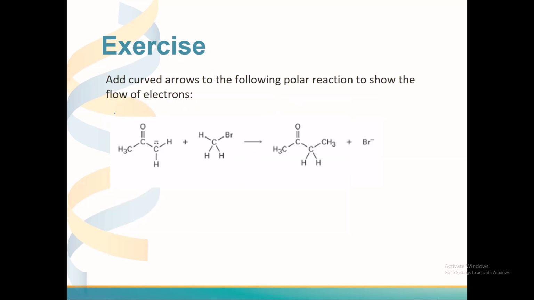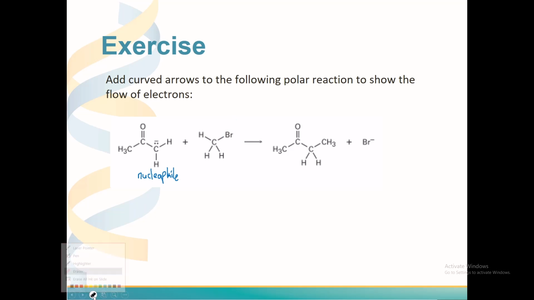Another exercise: please add curved arrows to the following polar reaction to show the flow of electrons. Please pause the recording and continue when you see fit. Okay, now let's discuss this exercise. As you can see here, this carbon is already shown to have a free electron pair, which means that this might probably be the nucleophile, because this one's already rich in electrons, even though this side could also be a nucleophile, but we will see about that later on.